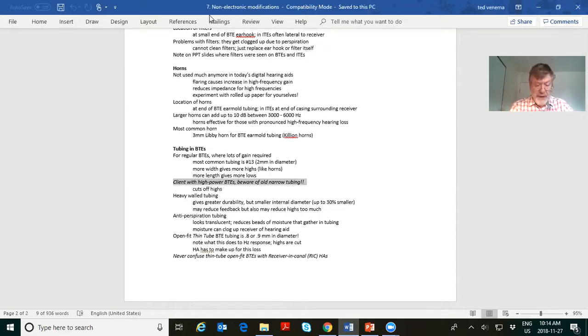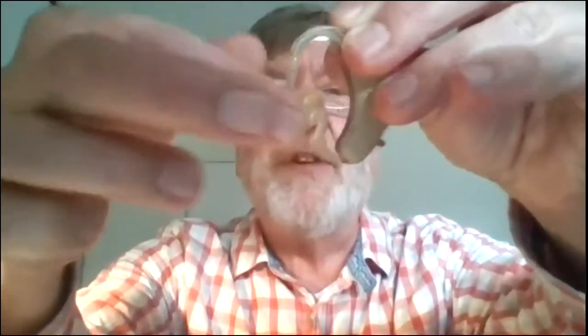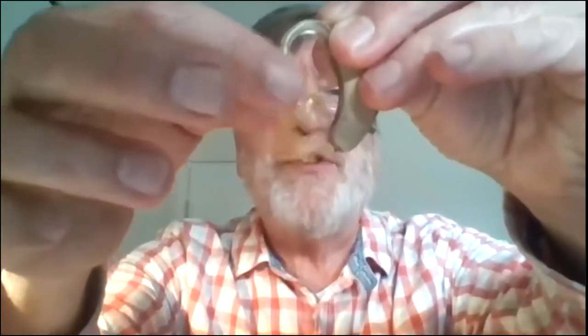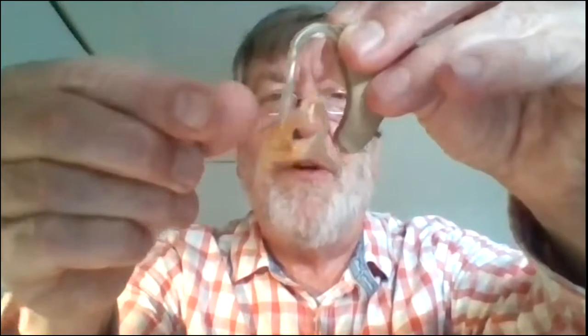What do I mean by that? If this tubing here is a couple of years old, it's no longer nice and flexible. It becomes quite stiff and it kind of shrinks in its width.